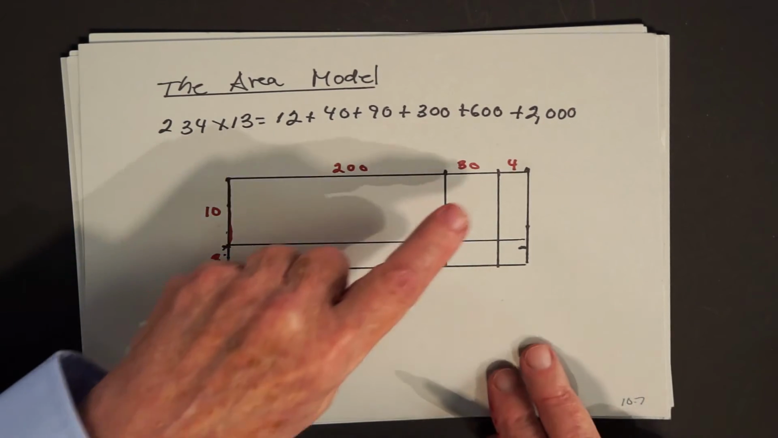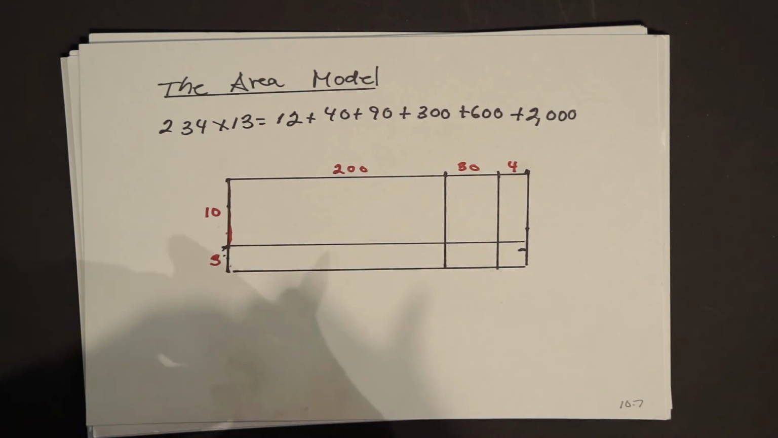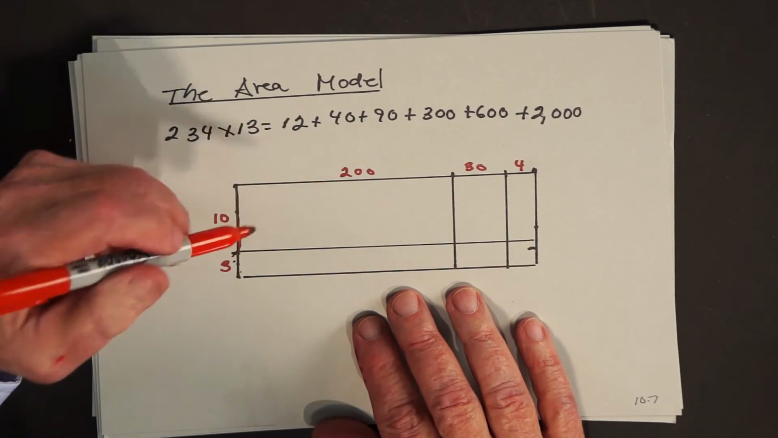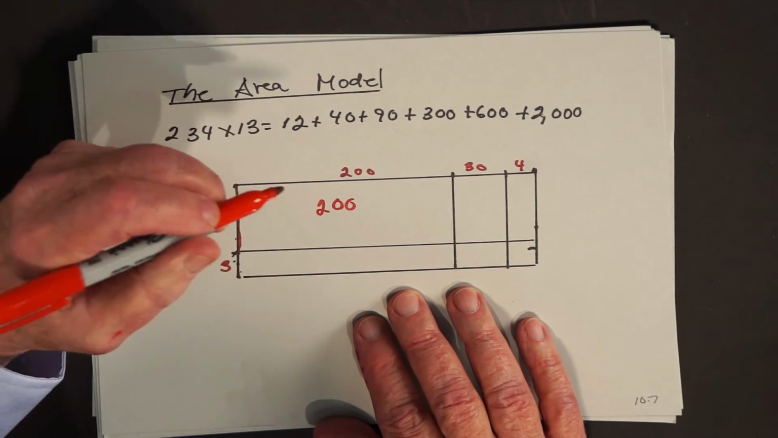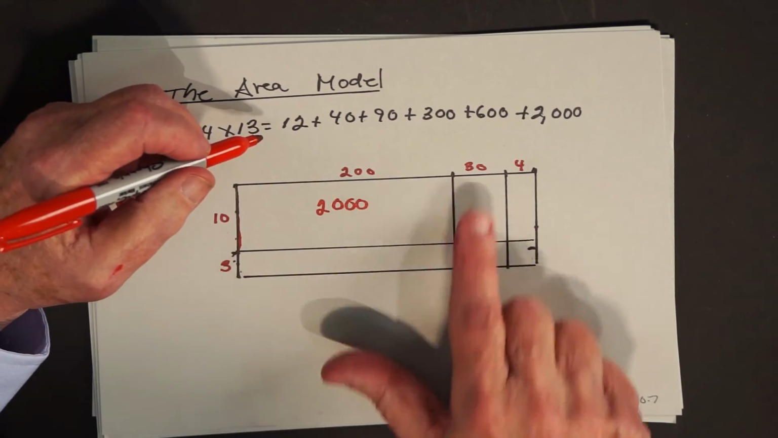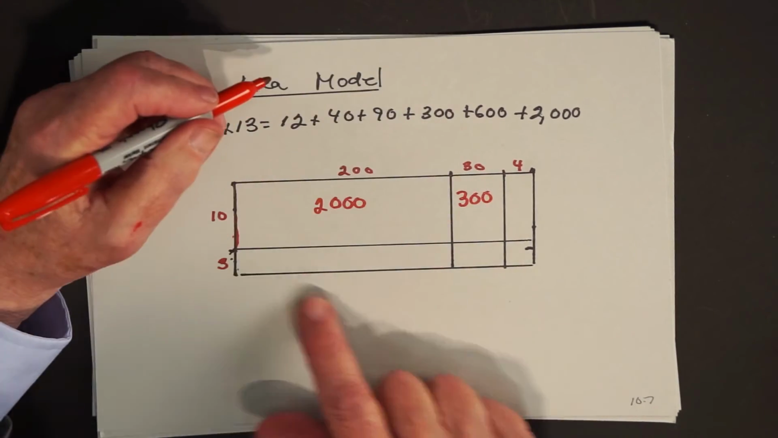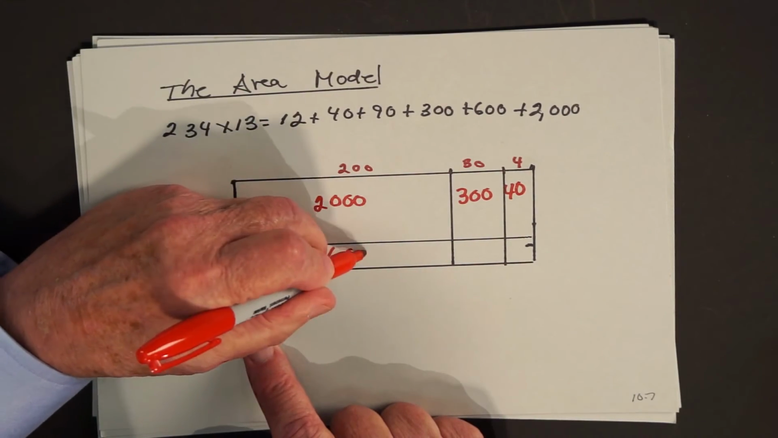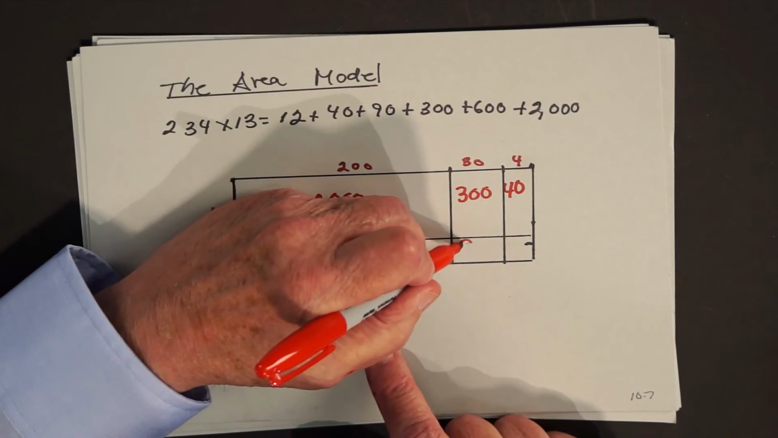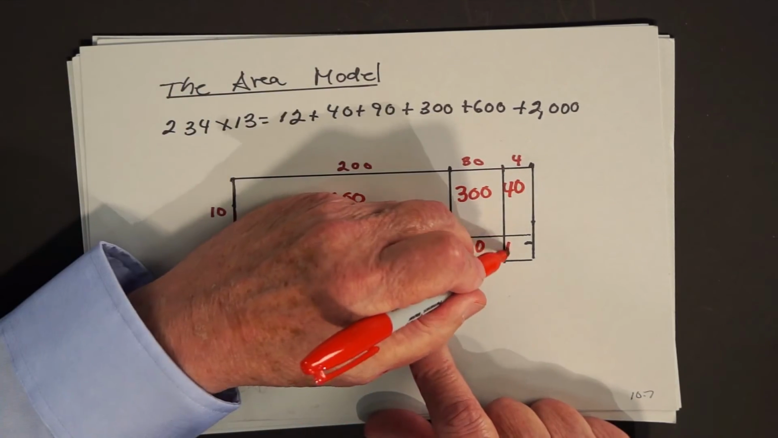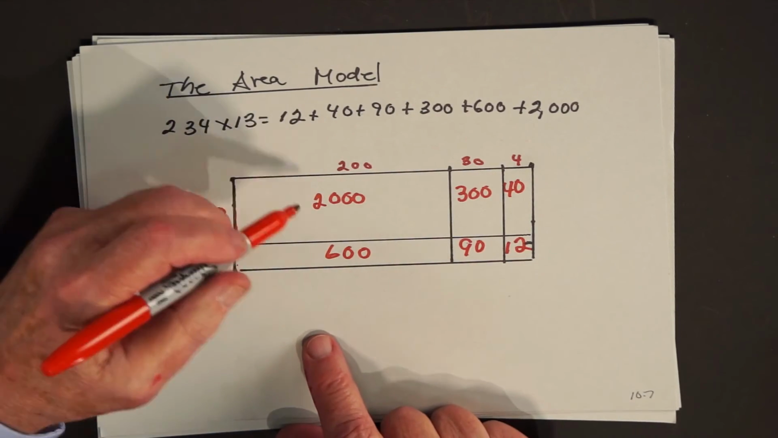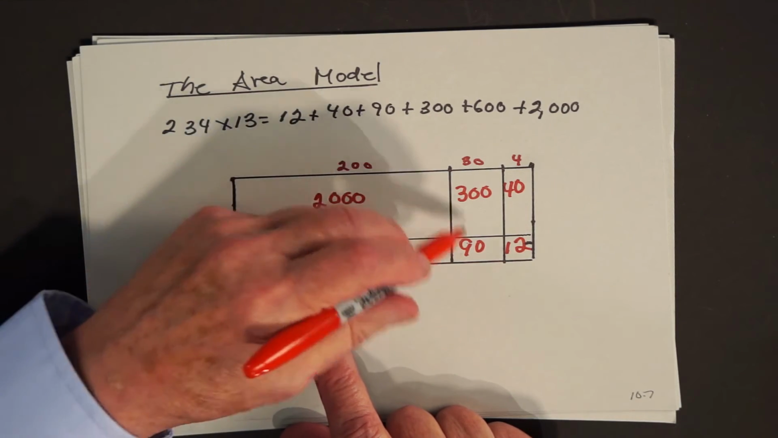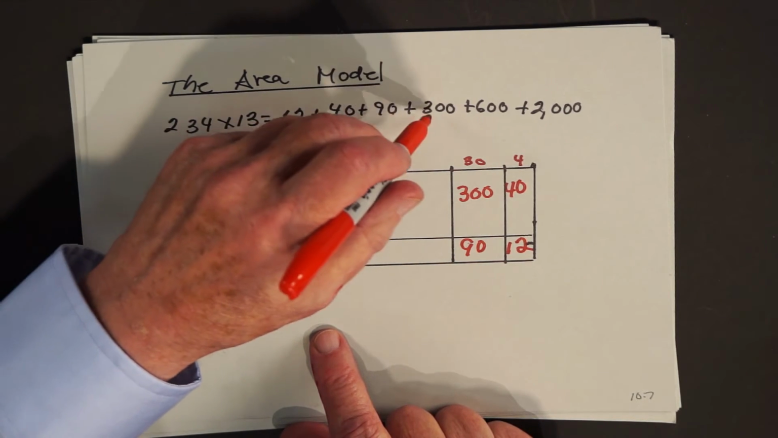And now, using the fact that the area of the rectangle is equal to the area of each of the constituent parts, what do we get? 200 times 10 is 2,000. 10 times 30 is 300. 10 times 4 is 40. 3 times 200 is 600. 3 times 30 is 90. 3 times 4 is 12. And lo and behold, the six numbers that we have here are the same as the six numbers that we have here.